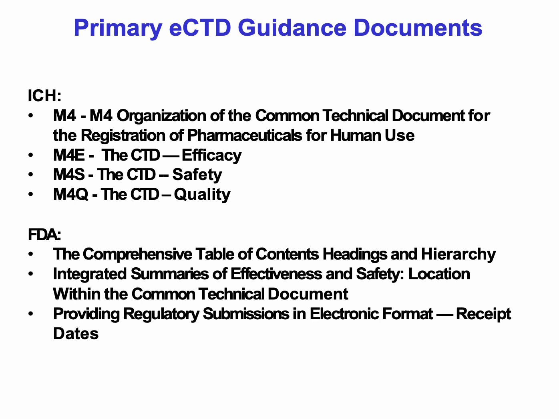Now let's go over the primary guidance documents. Obviously, we have ICH M4, which is the organization of the common technical document for the registration of pharmaceuticals for human use. We also have M4E for the CTD, which stands for M4 efficacy. Then we have M4S for safety. We have M4Q for quality. You can access all of these standards or guidance documents on the ich.org website.